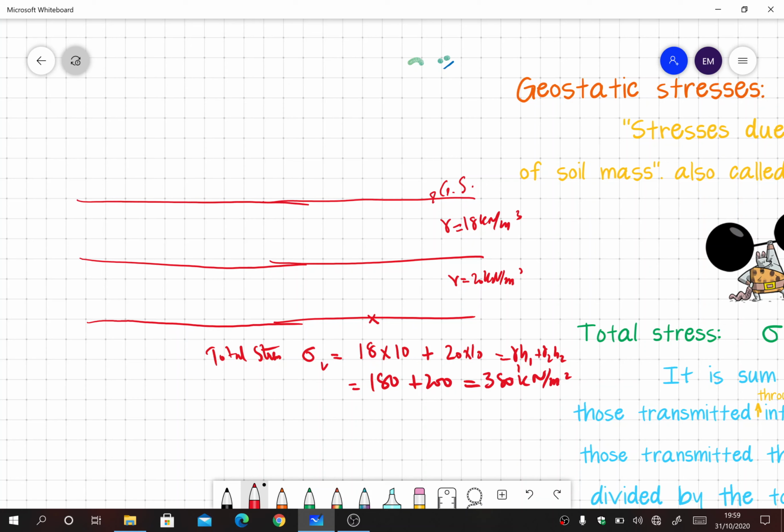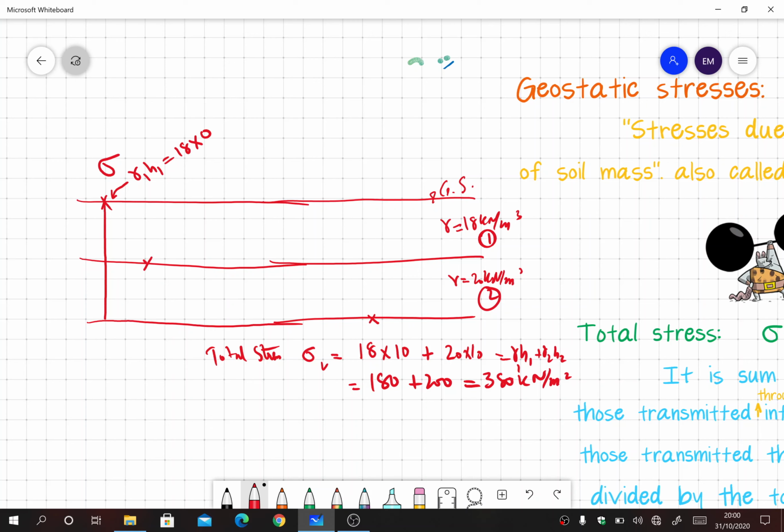Let's say I will first plot the stress distribution for the total stress. Let's call this layer 1, and let's call this layer 2. At the top of layer 1, I want to calculate total stress, so I know the formula is gamma 1 h1. Gamma 1 for the top layer is 18 kilonewton per meter cube, and h1 is 0. So this will naturally give me a 0 value.